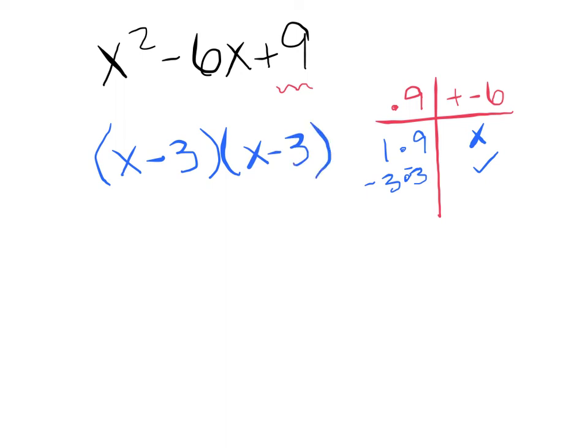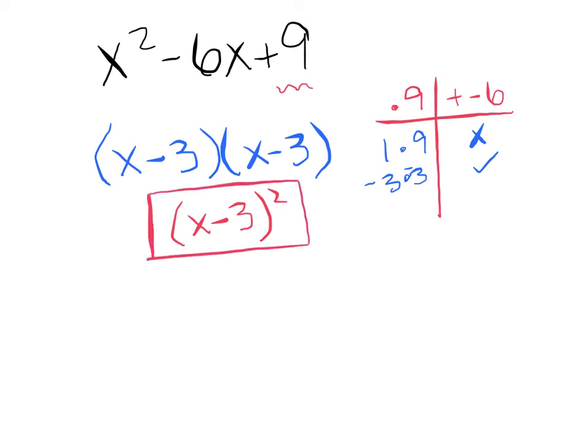So that means our two factors are going to be x minus 3 times x minus 3. We can write this one as a single factor, x minus 3 squared. If you remember from when we were doing monomials and double distribution, you see something squared, it just means that thing multiplied by itself again. So x minus 3 all squared is the way that we can write the factored form for x squared minus 6x plus 9.